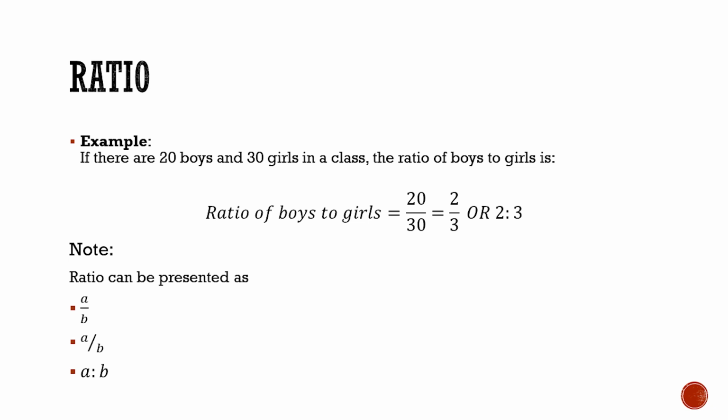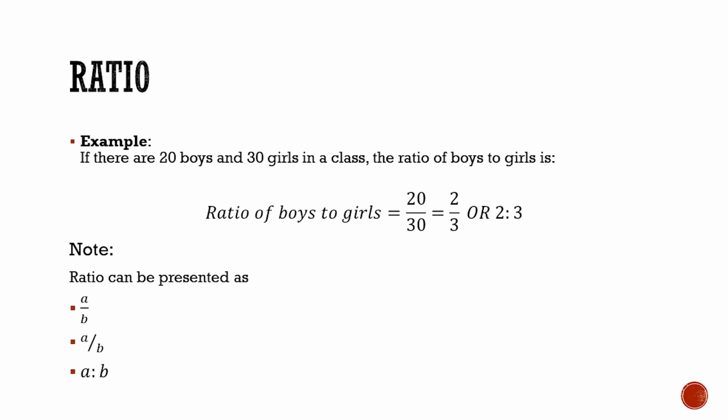When I am writing boys to girls, I first have to write boys in the numerator. In a fraction, the top is called the numerator and the bottom is called the denominator. So in the numerator I first write the quantity of the first term, which is boys here. There are 20 boys, so I write 20, and there are 30 girls, so I write 30. So 20 by 30 will be my ratio of boys to girls in that class.